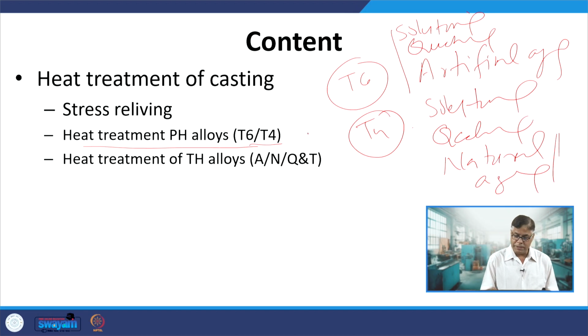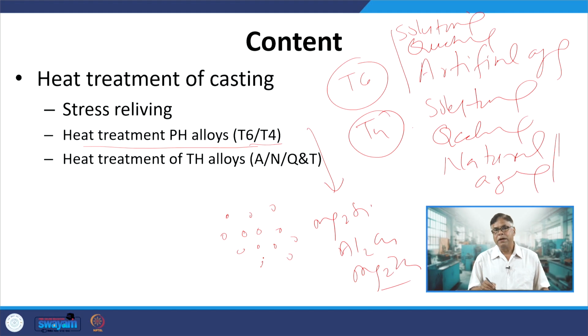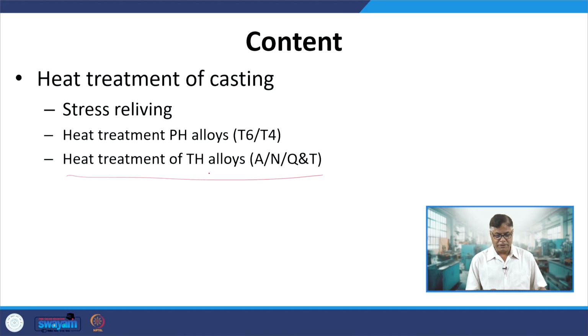In this case, we try to develop fine precipitates of, say, Mg2Si, Al2Cu, Mg2Zn. These are the kinds of precipitates which we like to develop during the precipitation hardening treatments, and fine, well distributed precipitates in aluminum alloys help in enhancing the strength of the castings. As far as the heat treatment of transformation hardenable metals like steels is concerned, this is based on two approaches.